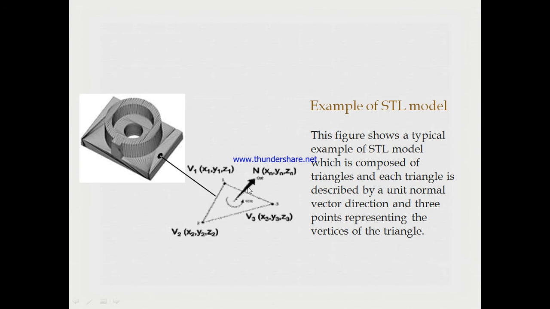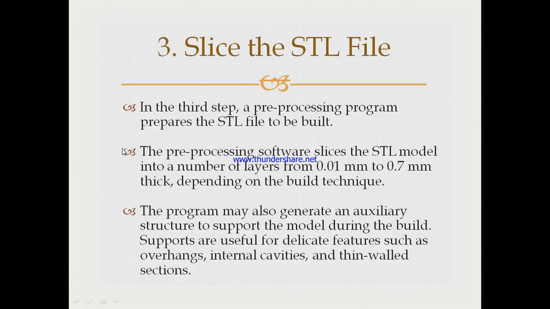So this is an example of an STL model where this CAD drawing can be divided into a number of triangles. This figure shows a typical example of an STL model which is composed of triangles, and each triangle is described by unit normal vector directions and 3 points, that is XYZ coordinates, representing the vertices of this triangle. So this particular product can be made by a number of triangles.